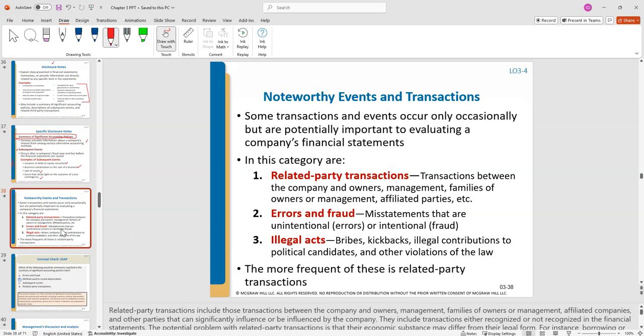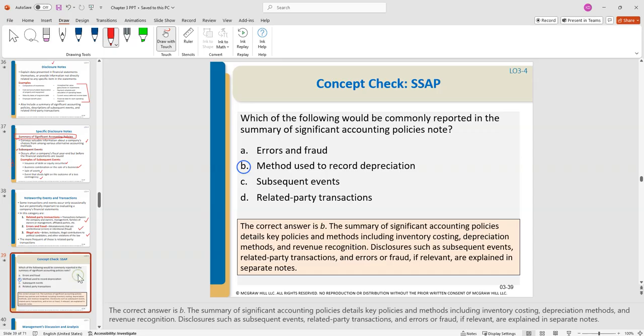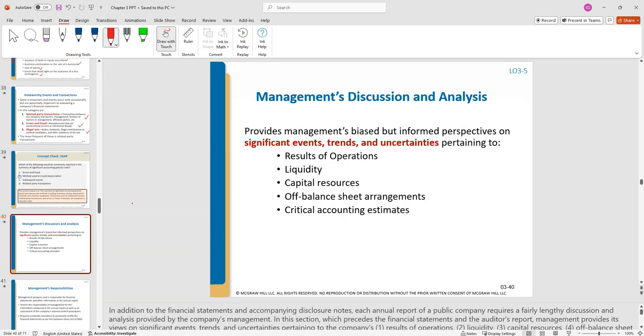Likewise, this other kind of catch all, right? Noteworthy events. So related party transactions, errors or fraud, any illegal acts, right? Maybe, for example, off the top of my head, like Meta, for example, they got in trouble because of misuse of client information and kind of privacy data laws on there. They would have to disclose that, among other areas, in those disclosure notes. Okay, so you can look at that guy right there.